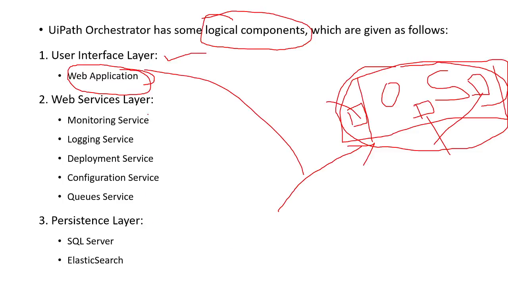And the second layer is called the web services layer. As the name itself says, this layer is responsible for providing different services depending on the requirement. It provides queue services, we shall see what the job of a queue is here, configuration services, deployment services, logging services, monitoring services, etc.